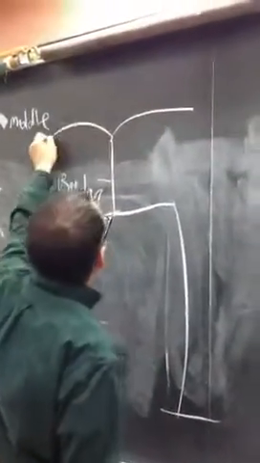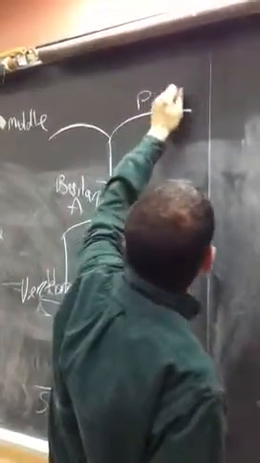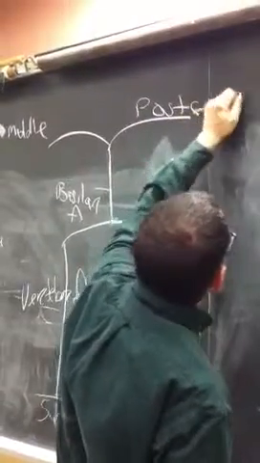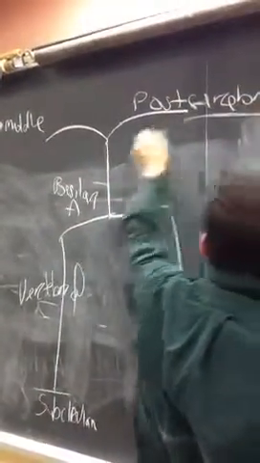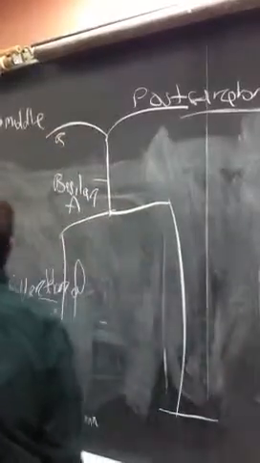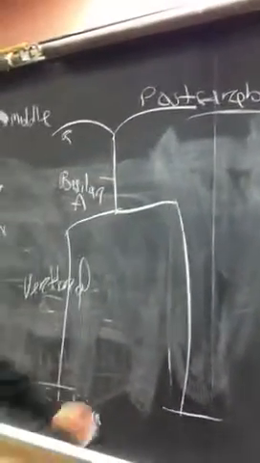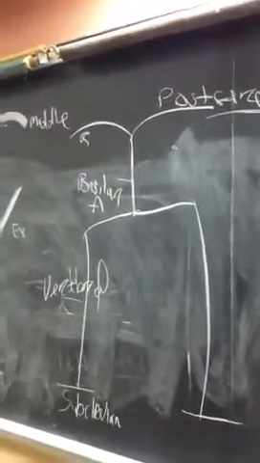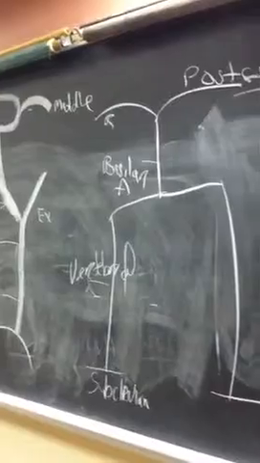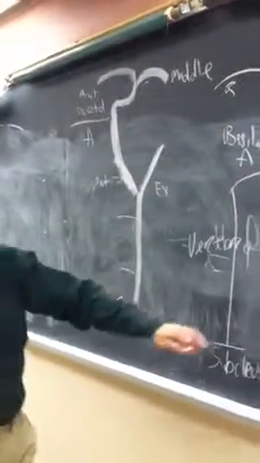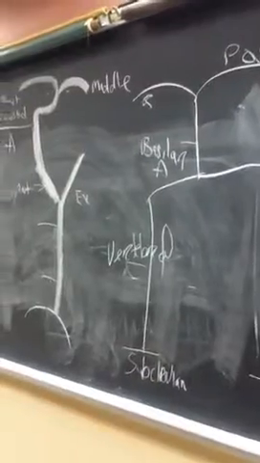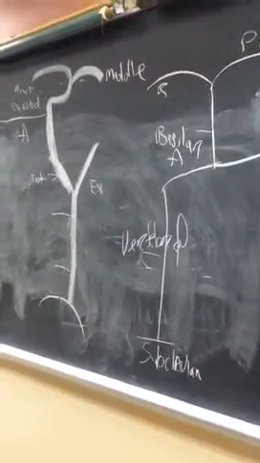the posterior cerebral, and there's one on the right side too. The posterior cerebral supplies the posterior third of the cortex, the middle cerebral the middle third, and the anterior cerebral the anterior third. So two thirds from the carotid artery, one third from the basilar and vertebral artery. That's how it works.